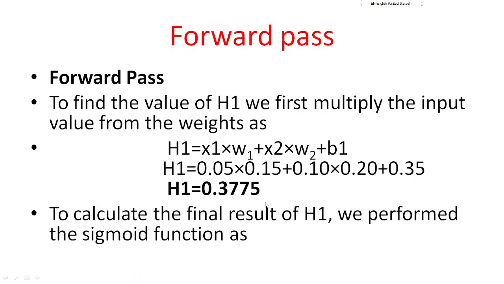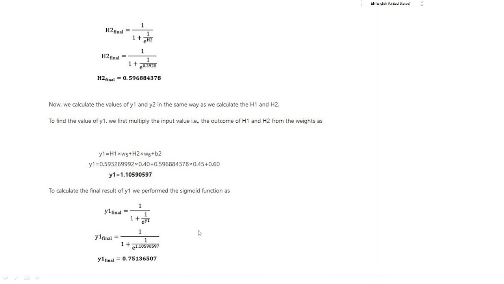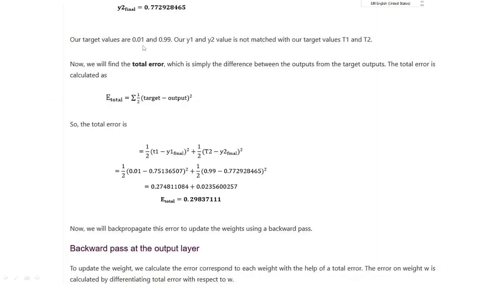But what is our target value? The target values are 0.01 and 0.99. So we are very far away. The values of y1 and y2 are very far from our targets.